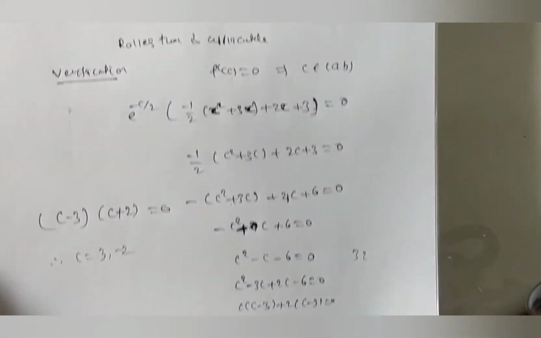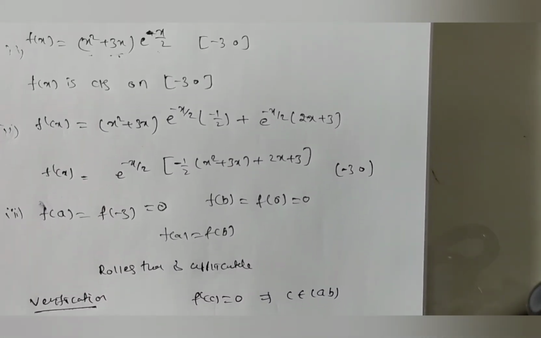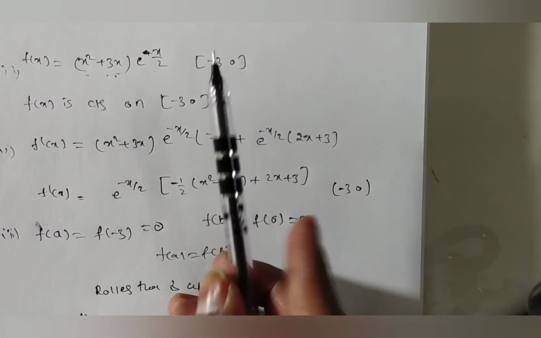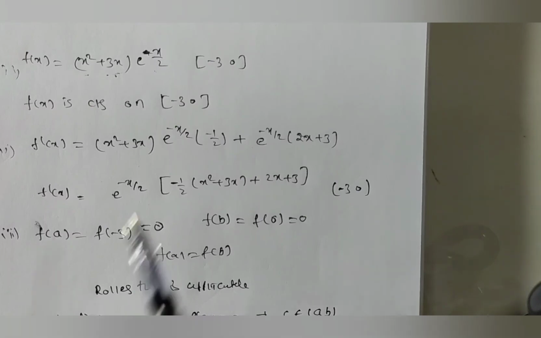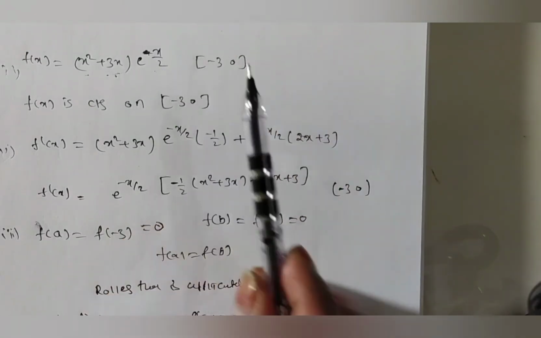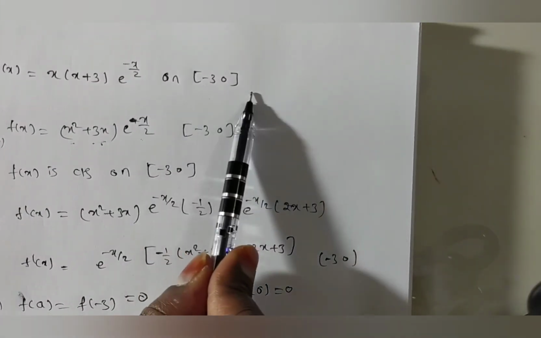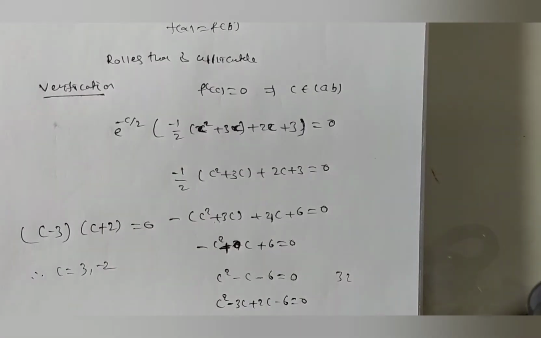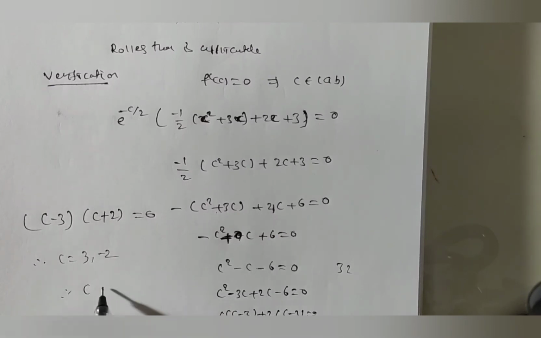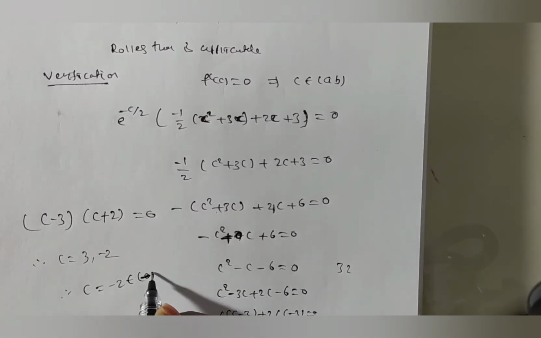So 3 comma minus 2, which belongs to the open interval minus 3, 0? Check it. 3 is outside and minus 2 is inside. Therefore c is equal to minus 2 belongs to the open interval minus 3 comma 0. Friends, you remember you will get at least one c. More than one also you can get. That you have to remember.